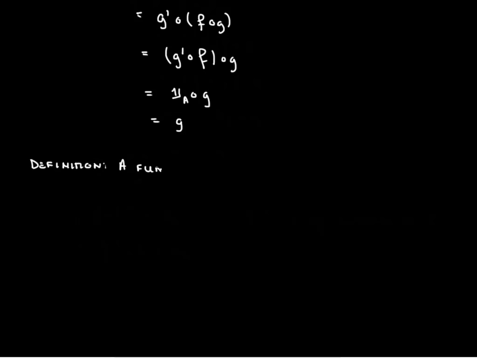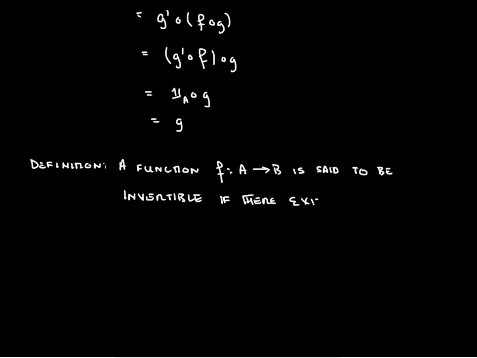So a function f that goes from A to B is said to be invertible if there exists a function g that goes from B to A such that g circle f is equal to the identity over A, and f circle g is the identity over B.